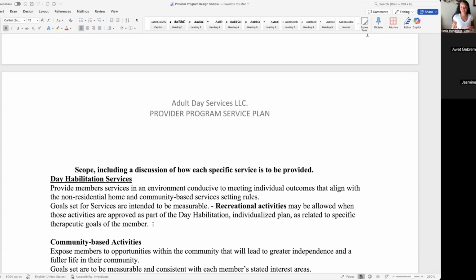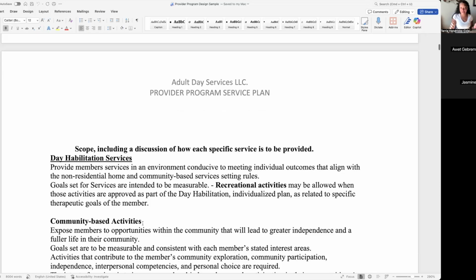But for this rehabilitation and socialization base, it could be that you have a salon, for example, in your center, where they're getting their nails done, getting their hair done. It's all socialization based. Okay. Any questions about what socialization base is?